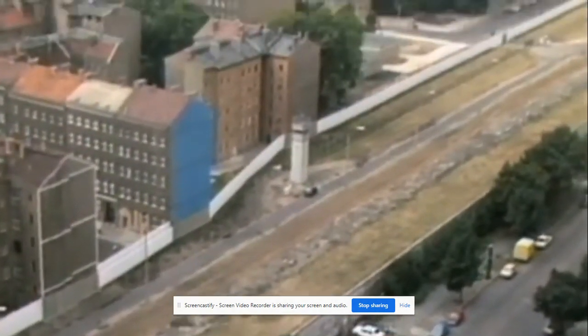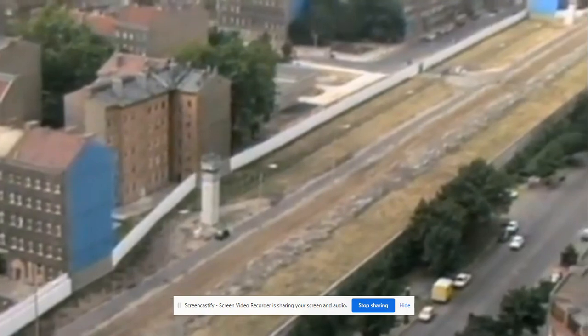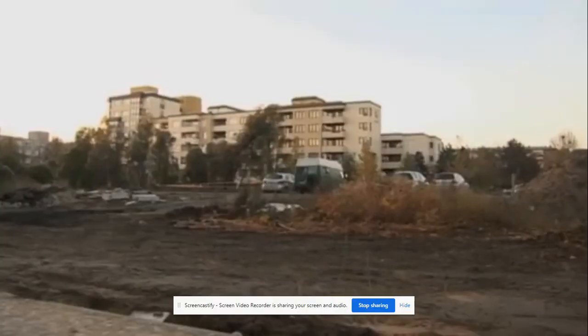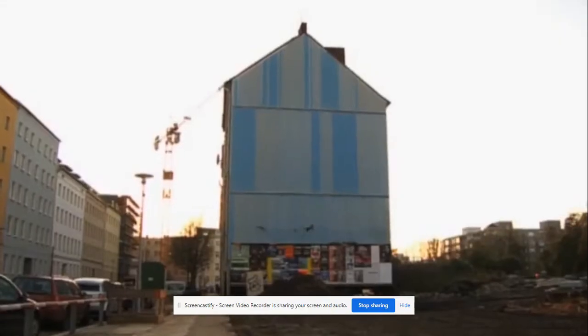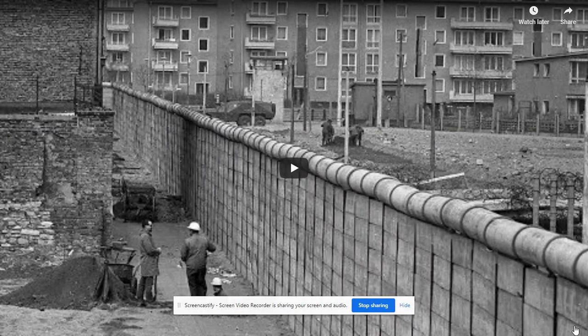As the Berlin Wall became harder to cross, people came up with more and more ambitious ideas to help friends and families escape from East Berlin.